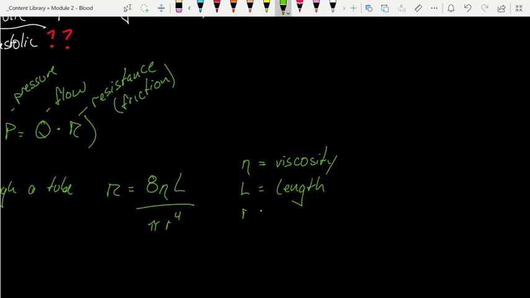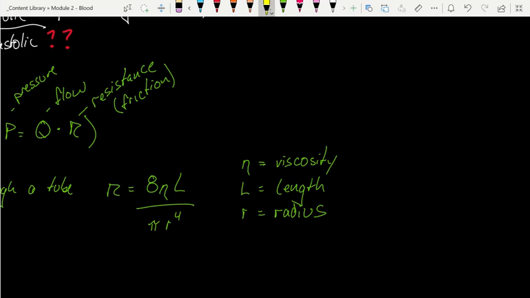And then lastly, R on the bottom, radius. And because it's in the denominator position, we recognize that this is going to be inversely proportional to resistance. Now, the beauty of this, let's be honest, we don't want to deal with all of these things. In the human body, guess what? Blood has a constant viscosity.